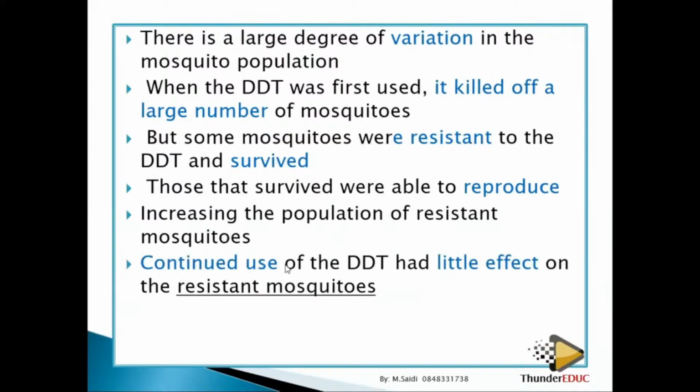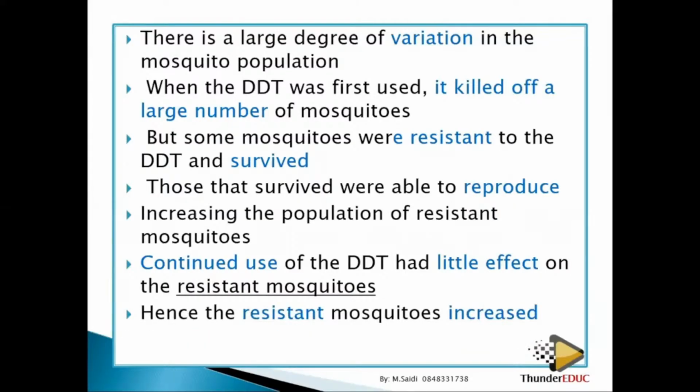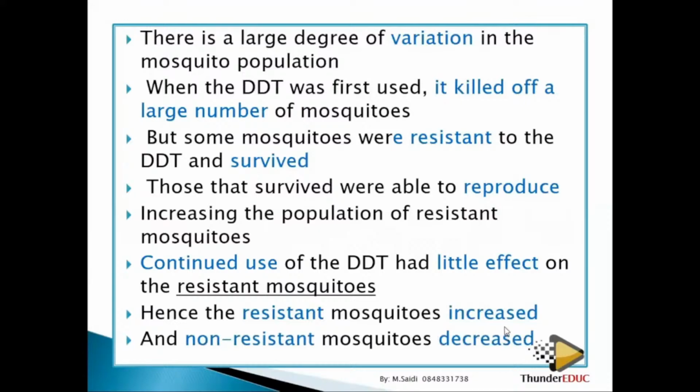Continued use of DDT had little effect on the resistant mosquitoes. It means that those which are resistant have now conquered the environment, so DDT will not be working on them. So at the end of the day, you'll find that DDT becomes ineffective in killing the mosquitoes. Hence, the resistant mosquitoes increased, and the non-resistant mosquitoes died or decreased in numbers. So basically, that's it. That is present day evolution.